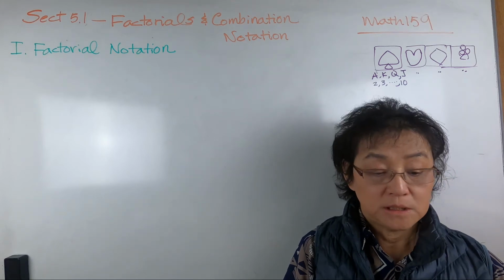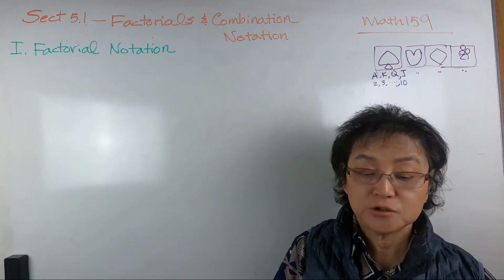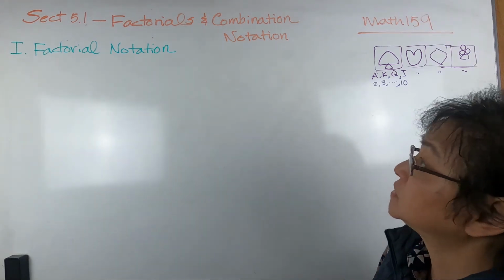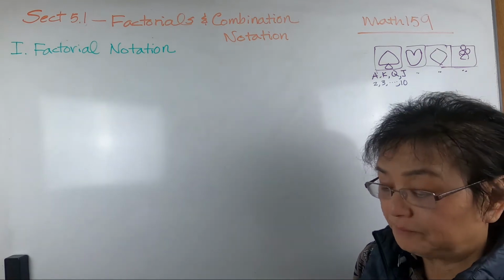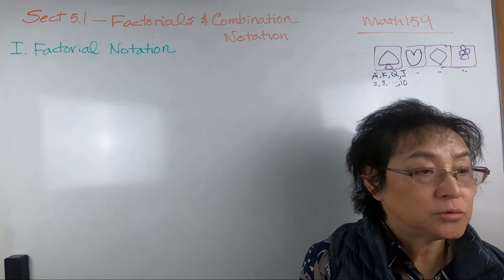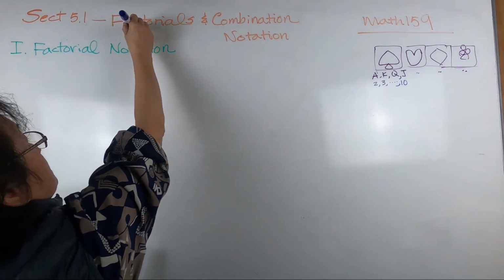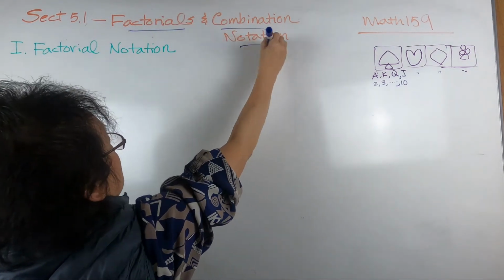We are on section 5.1, page 43, factorials and combination notations. We are going to learn a few new symbols, and you need to use a calculator to do it. But before we do that, we need to know the concepts. One is called factorials, another one is combination notations.